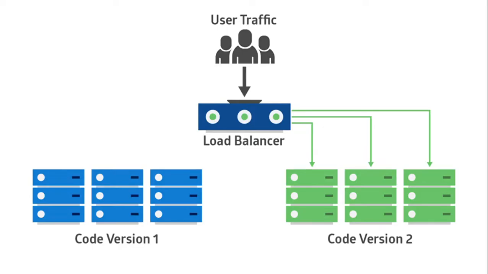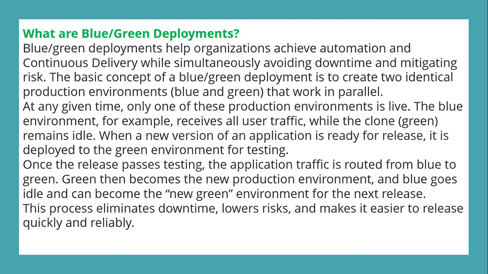We can understand that with the help of this diagram here. We can see that once all the deployment is successful on the green server, then the load balancer routes all the user traffic to the latest code, and the blue server, which was running the previous code, gets discarded from the load balancer. So blue-green deployment helps organizations achieve automation and continuous delivery while simultaneously avoiding downtime and mitigating the risk.